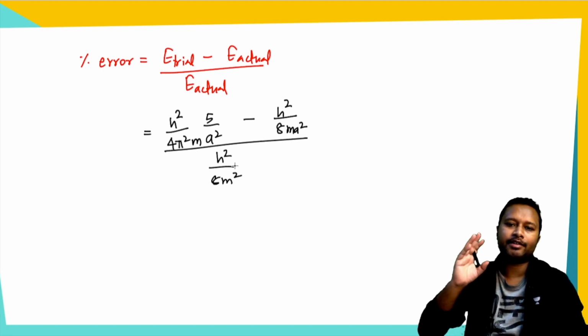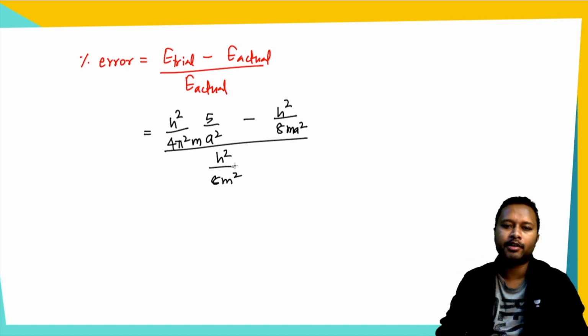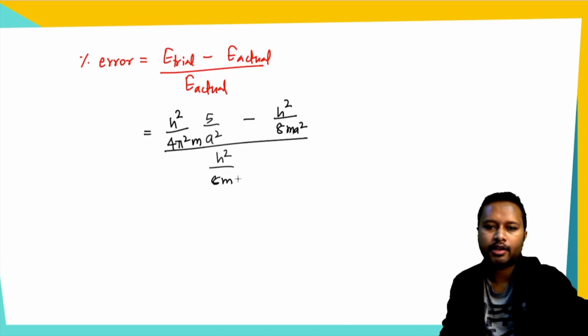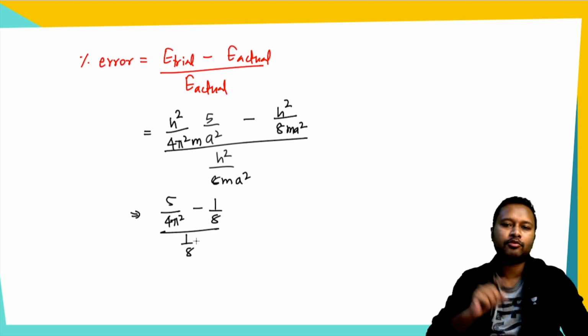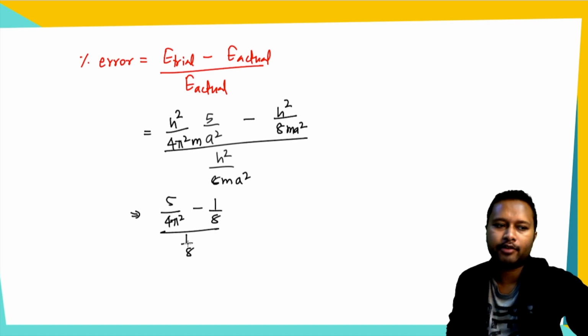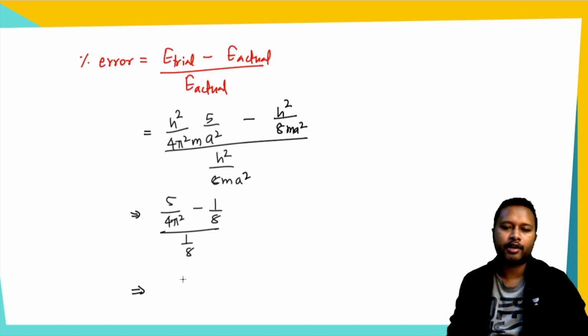Now you can take this h square upon 8 ma square common, and you can cancel all these things. All right, so 8 ma square, you can cancel out that. You will only be left with 5 upon 4 pi square minus 1 upon 8 divided by 1 upon 8. You have to use your calculator to solve this, and at the end you are going to get the value over here.